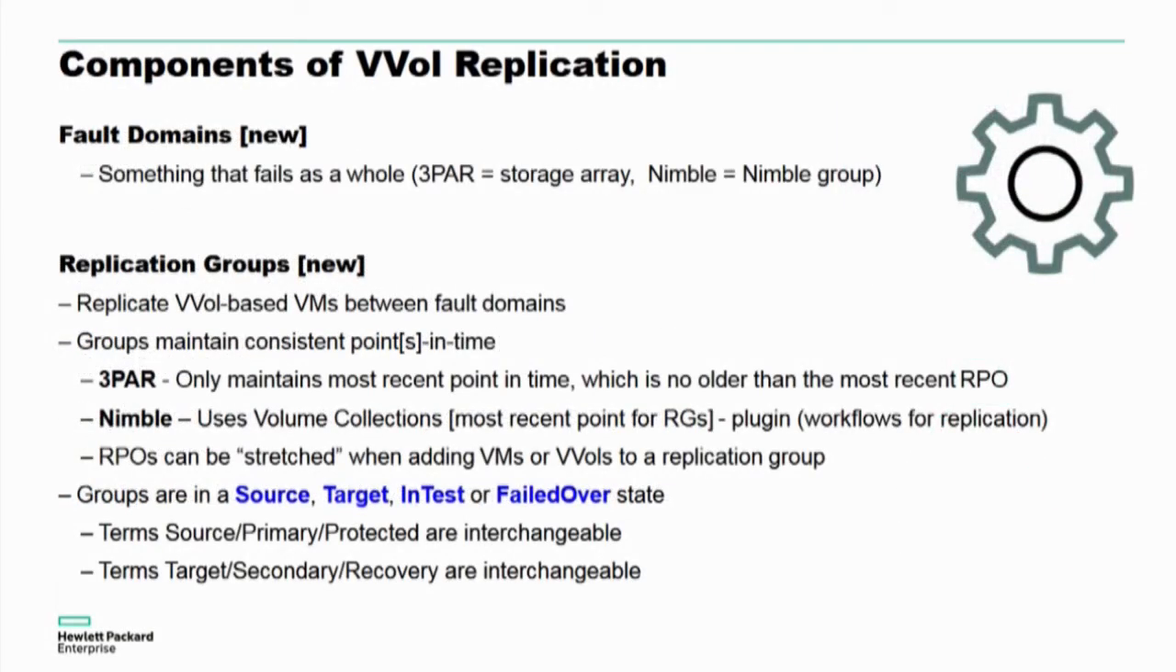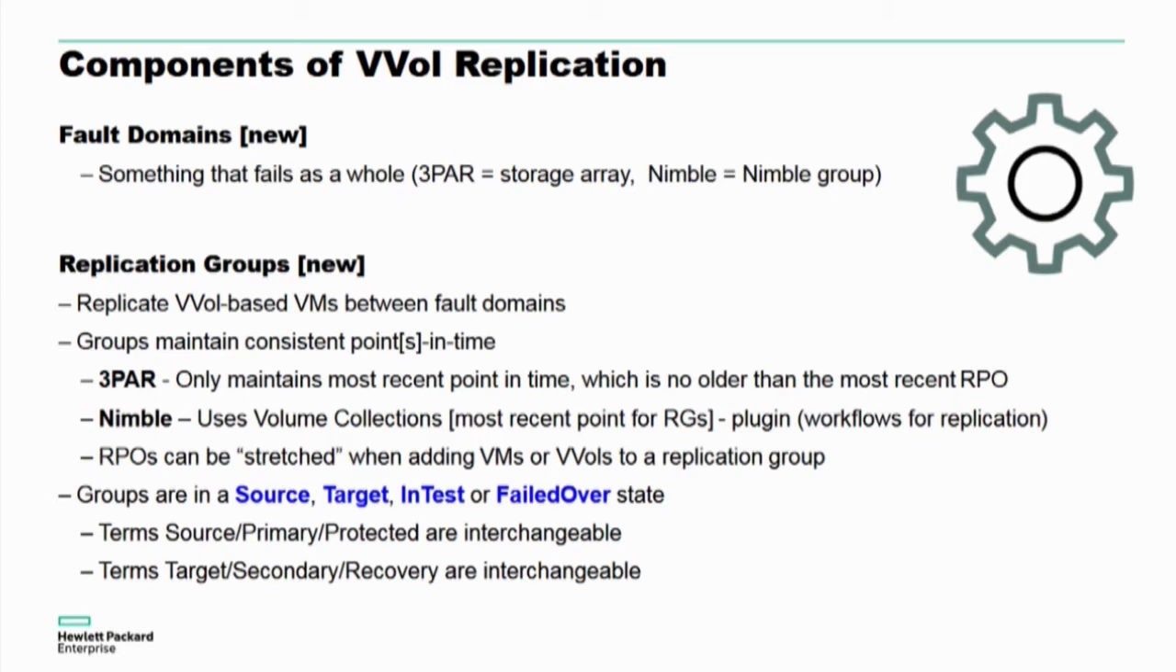Excuse me. So, again, this is technical. I'm assuming a good percentage of you understand some of the detailed objects that you are used to inside of a vSphere environment. For example, VMs, hosts, data stores. With vSphere replication, with VVol replication, you're going to have a couple new objects. The first one here is called a fault domain. A fault domain represents an object that fails as a whole.